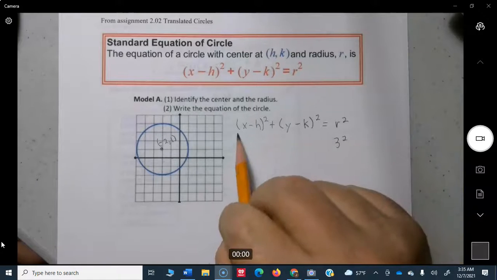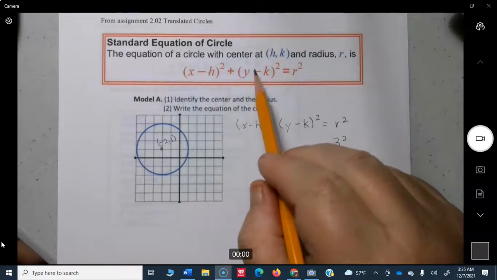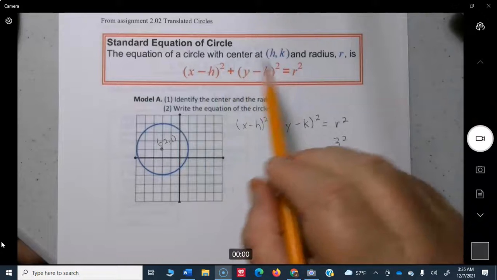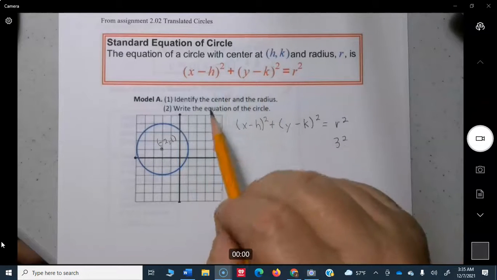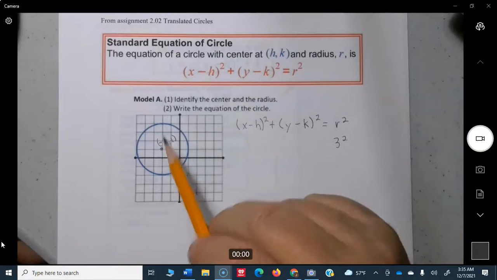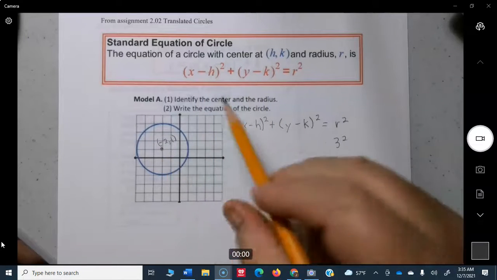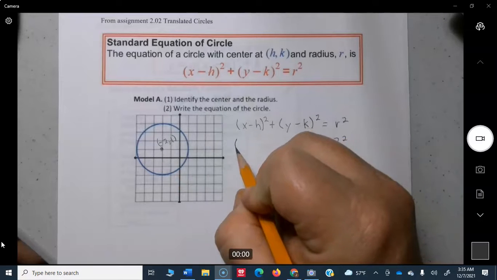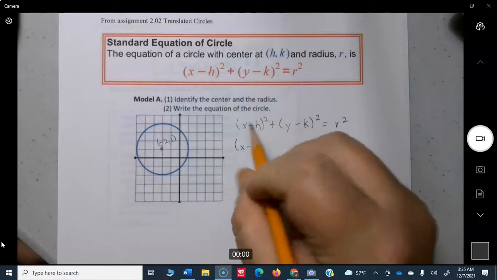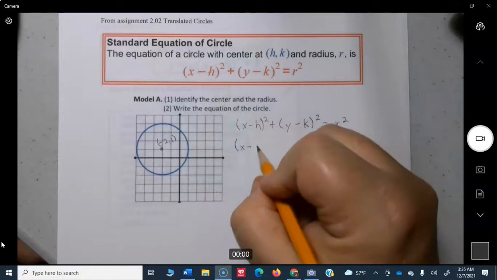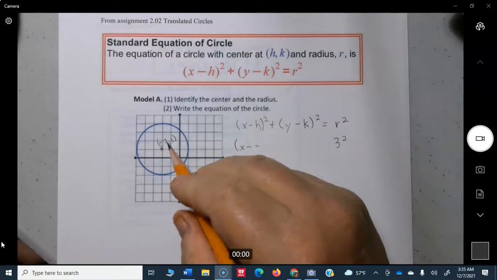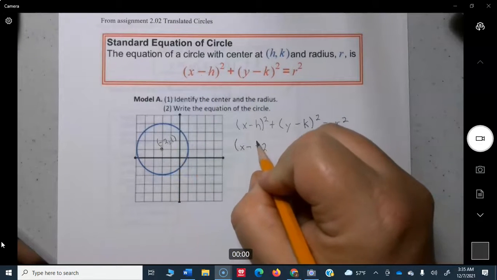Now you've got to be careful on this. The negative signs are built into the equation. They're part of the equation. So it's going to be x minus the x coordinate, which is -2. So that's going to be x minus, because there's a minus sign there, and then there's a -2. The -2 is the coordinate, so it's minus -2.